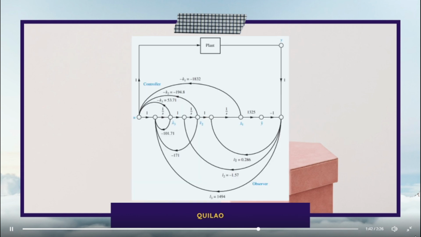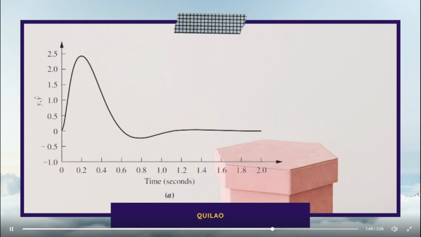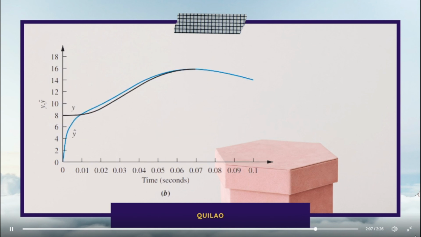And this is the complete representation of the case study we have discussed. Here is the controller and here is the observer. Figure A shows the impulse response of the closed-loop system without any difference between the plant and its modeling as an observer. The overshoot and settling time approximately meet the requirements set forth in the problem statement of 10% and 1 second respectively. In figure B, we see the response designed into the observer.